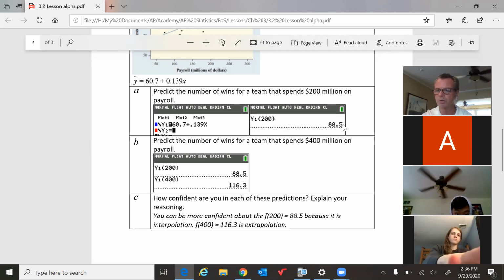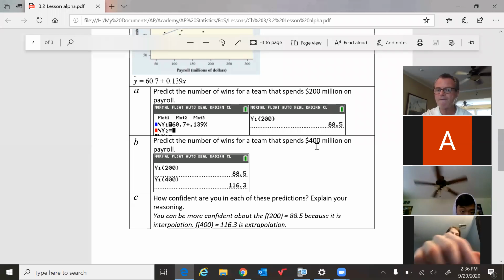Now, one thing you'll notice, see how it's written backwards? That's statistics speak. Doesn't matter, but we write the intercept first in statistics. If you wrote it the other way, it's equally correct. It's just the way it's done. So what does that mean? If you spend $200 million, you expect to win between 88 and 89 games.